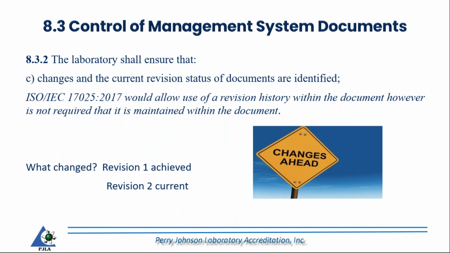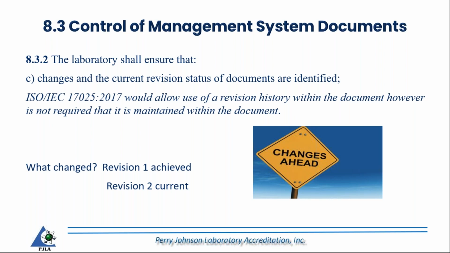8.3.2C, changes in the current revision status of the document are identified. So you have to show when you update a document the status as far as a revision level and what changes were made. Often I see a revision history within the document. That's great. That's good. That can be utilized to maintain compliance to this particular clause. However, it's not required to be maintained within the actual document anymore.